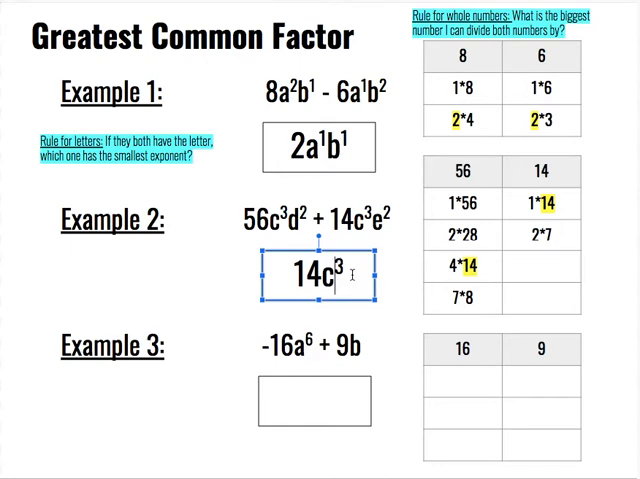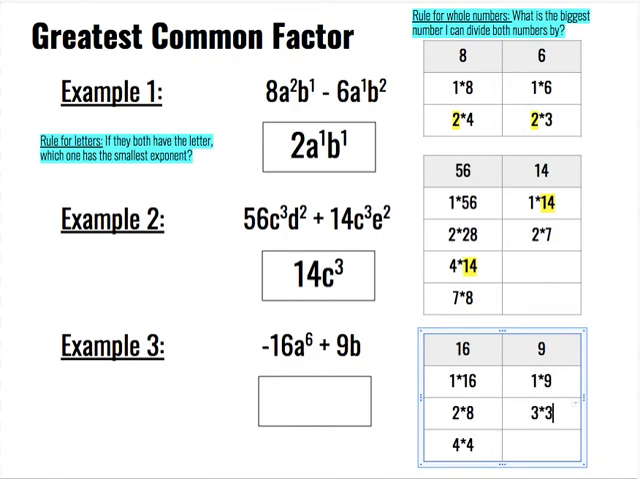All right, so hopefully you're getting the hang of it now. So now let's do 16a to the 6th power plus 9b. I notice again that they don't have the same letters in common. Okay, so the factors of 16 are 1 times 16, 2 times 8, and 4 times 4. So those are all the numbers that multiply to 16. What about for 9? We got 1 times 9 and 3 times 3. Those are all the factors of 9.